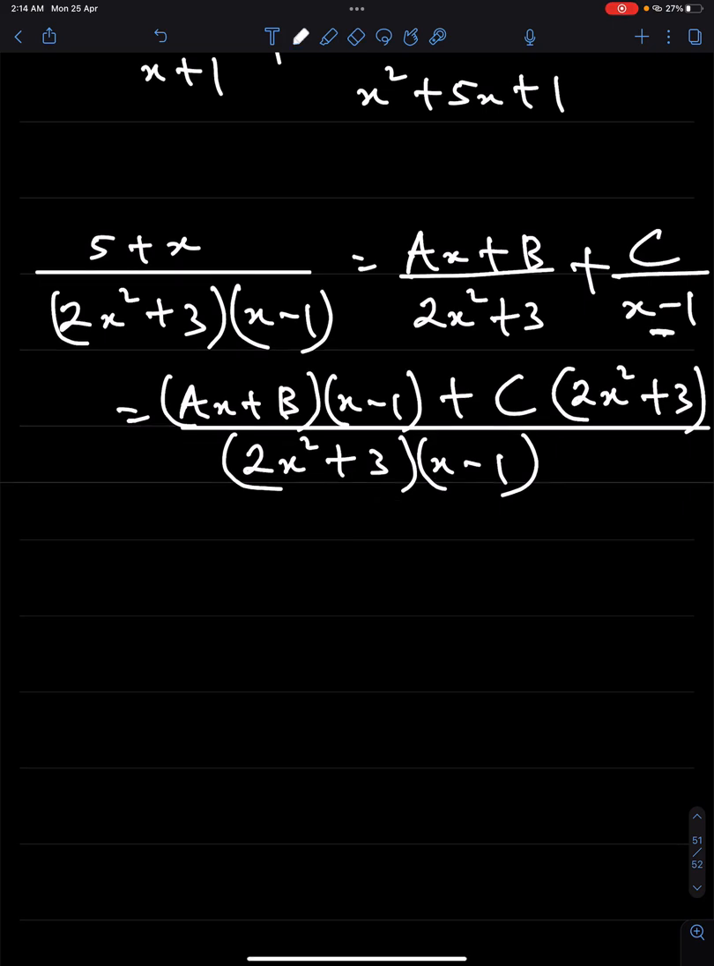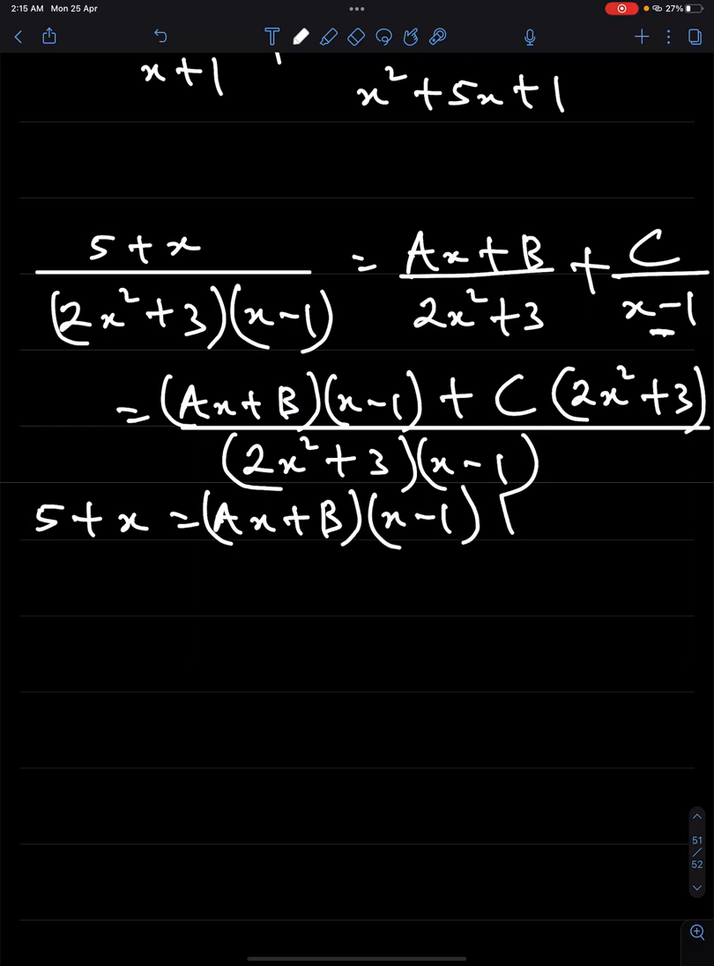And that means the numerator 5 plus x on the left hand side is equal to the numerator on the right hand side, ax plus b times x minus 1 plus c times 2x squared plus 3. Now what do we do? If I put x equals 1 in this identity or this equation, this will be 0 and then the whole of this will be 0. So I'll be able to get the value of c. So let me do that.